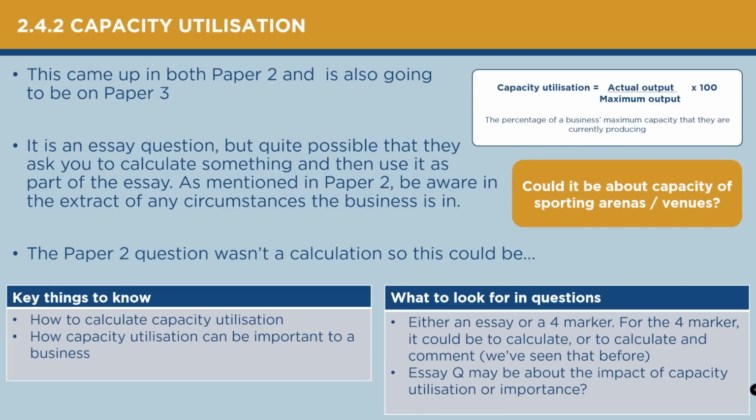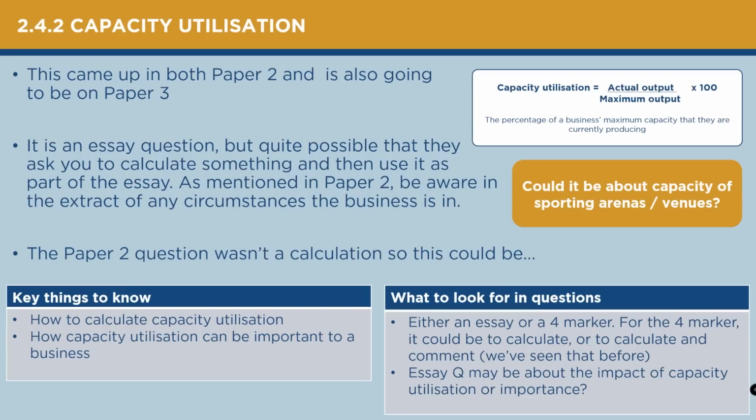This topic came up in paper 2, so that's why I waited until after paper 2 was complete to record this video, because I wanted to see what they did with the capacity utilization question. Now, I wondered if it might be a calculation, because there obviously isn't going to be a 4-mark calculation question in paper 3. It wasn't. The question in paper 2 was: explain one effect on EasyJet PLC of the reduced capacity utilization of its aircraft in 2020. So it's going to be an essay question.